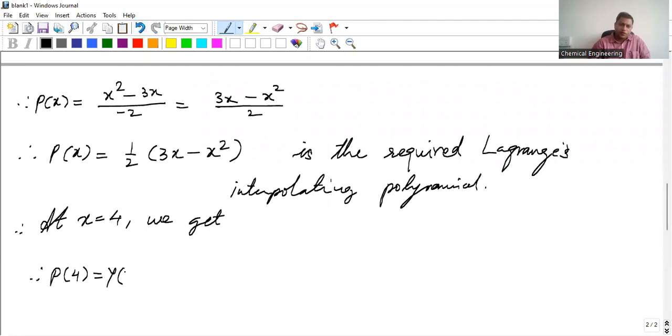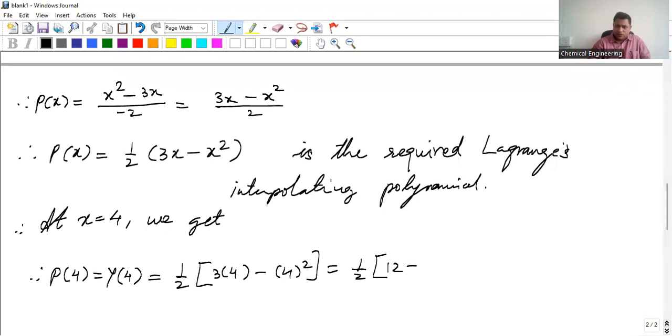Okay, so we want to find out the value of y at 4. This is half of 3 into 4 minus 4 square. So this will be half, and this is 12 minus 16. So it is half of minus 4, which is minus 2.